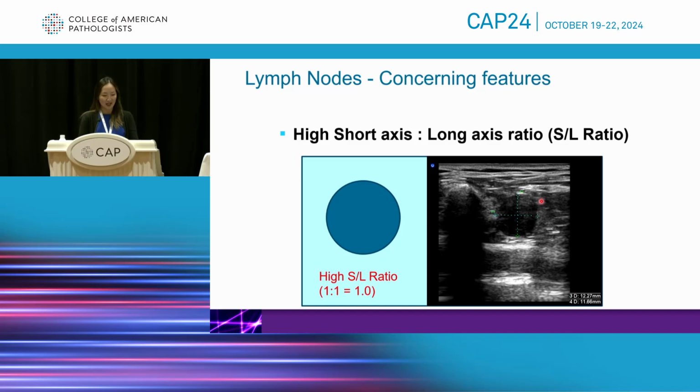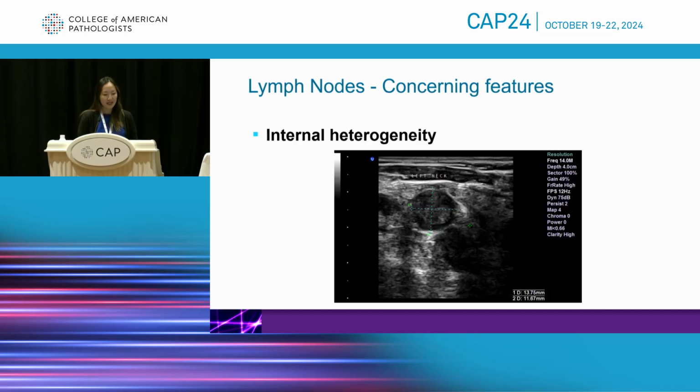No, I just look at it and I go, that's a weird shape. It's not oval, it's more round, it's taller than wide, right? So that's what an abnormal lymph node would look like. And then another finding that would be concerning would be internal heterogeneity, right?